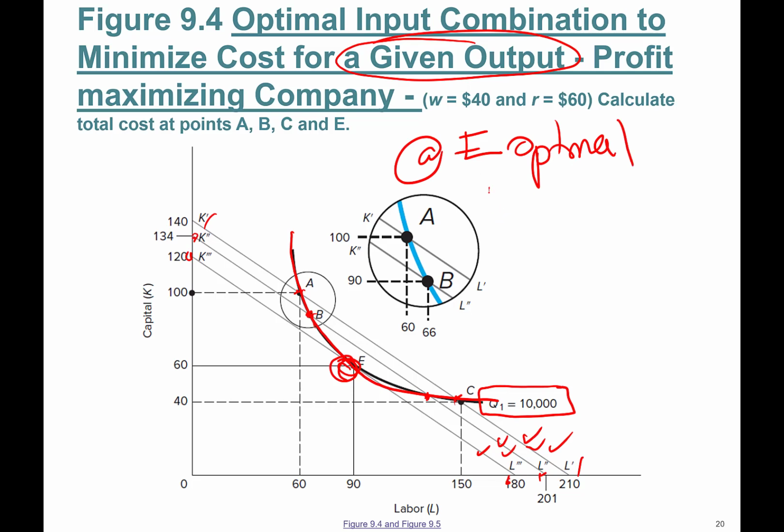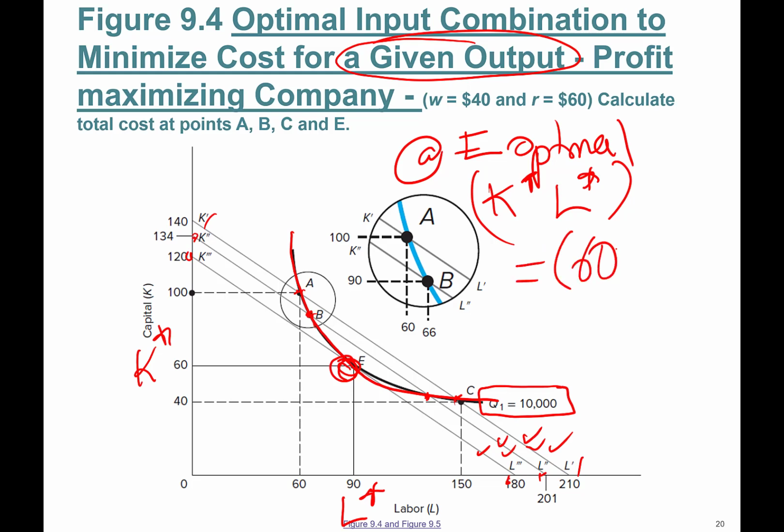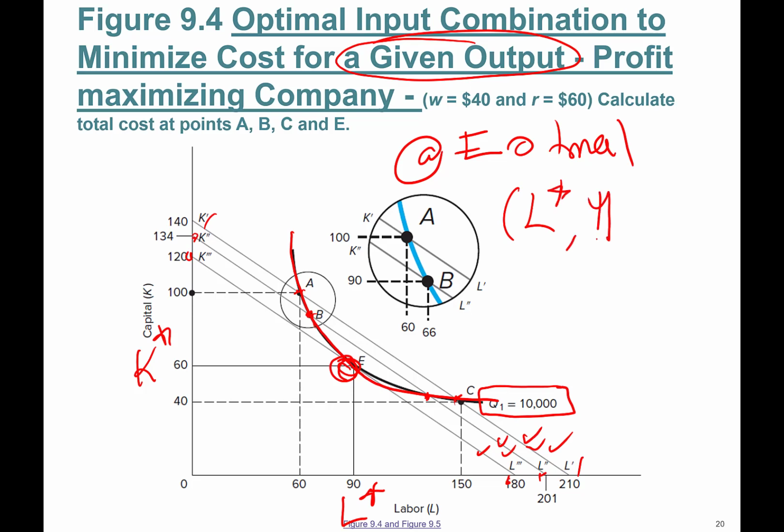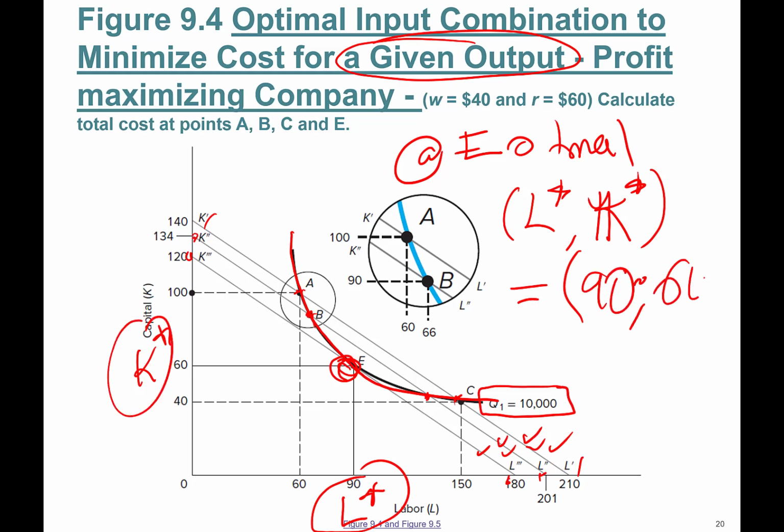So the optimal level of capital and labor, I'm going to put stars because that tells you the best level of input combinations. That's going to be 60 capital and 90 units of labor. Actually, in math, we write the x-axis first, so let's keep it that way. So L star x, K star y. So 90 units of L and 60 units of capital. That's it. Okay, so that's optimal.